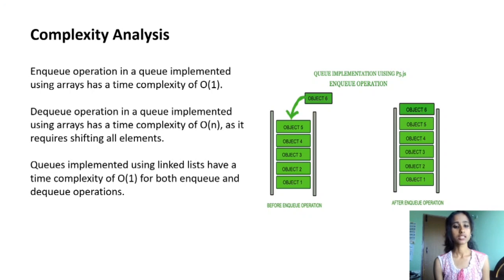Complexity analysis. The enqueue operation in a queue implemented using arrays has a time complexity of O(1). The dequeue operation in a queue implemented using arrays has a time complexity of O(1) or O(n), as it requires shifting all elements. Queues implemented using linked lists have a time complexity of O(1) for both enqueue and dequeue operations.